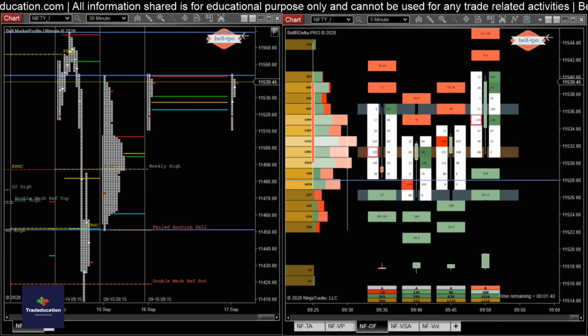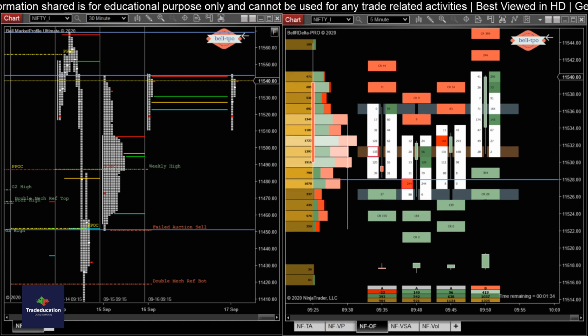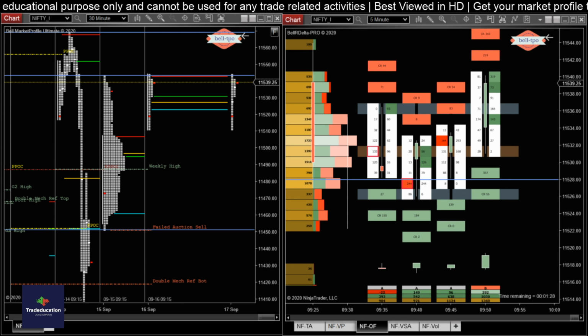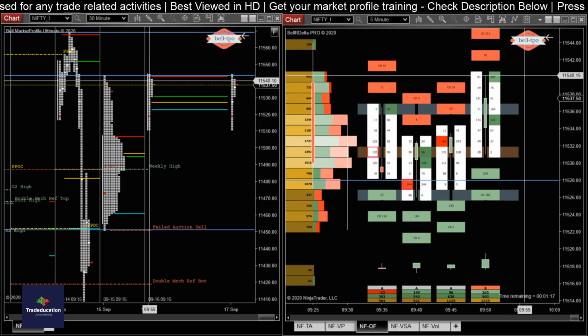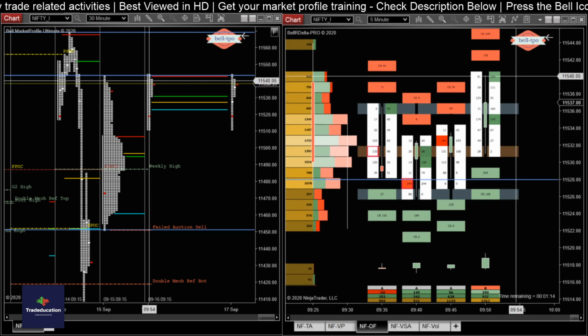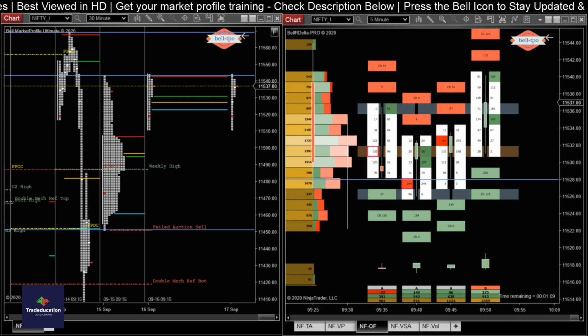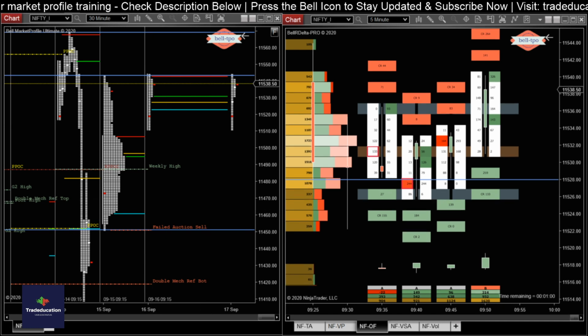So buyers stepping in now. Okay, so you can book your profit now because it's just a few ticks away. And yeah, so guys, that was the long trade which I wanted to share for today. We waited for I think about 30 minutes for that trade.